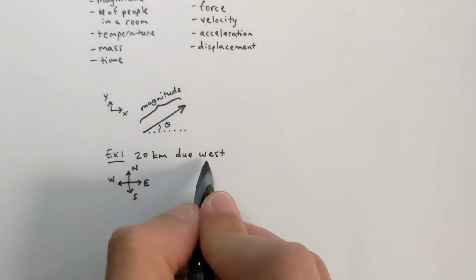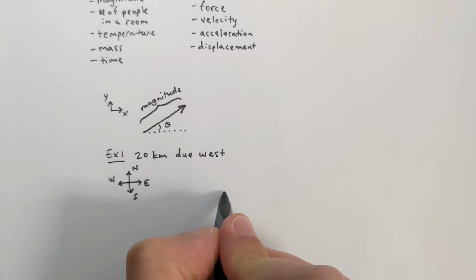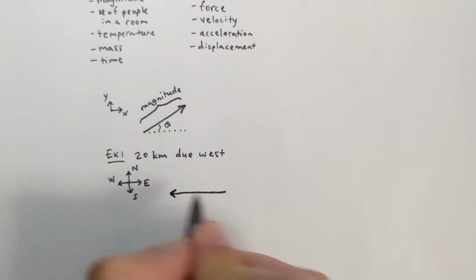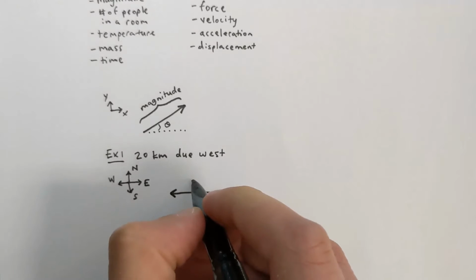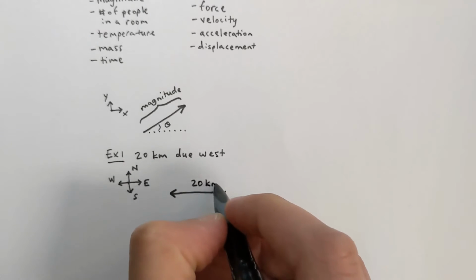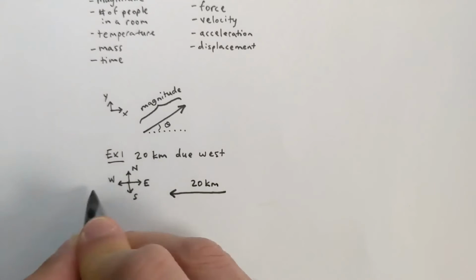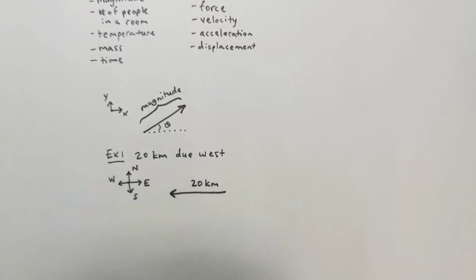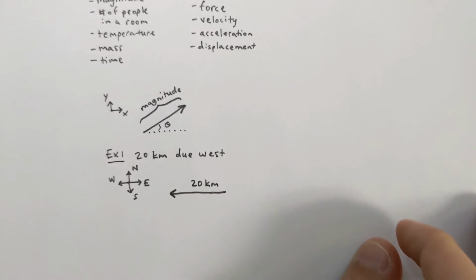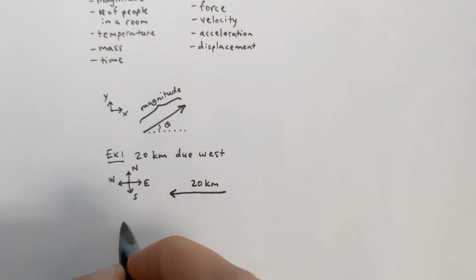Okay, so 20 kilometers due west, we have to draw our vector. Let's say this vector has a magnitude of 20 kilometers, and we're pointing our vector in the west direction, so 20 kilometers due west. Okay, let's try another one.